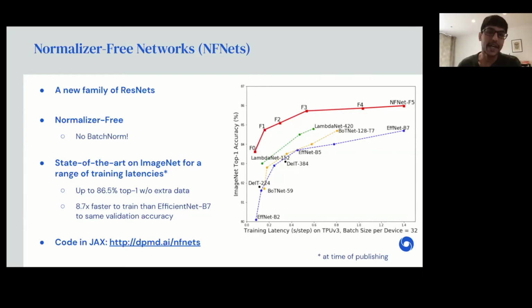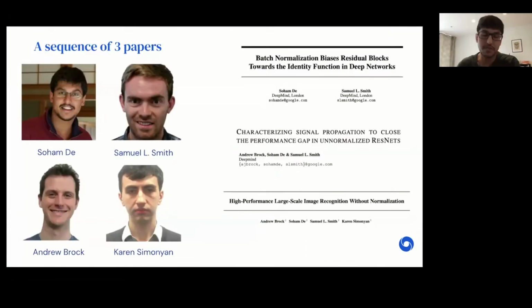So this was actually quite a long project, which resulted in a series of three papers. I'm going to briefly talk about the key results in each of these three papers, which led us to getting to NFNets. The first paper, Batch Normalization Biases Residual Blocks Towards the Identity Function, was joint work with Sam Smith, and it was at NeurIPS last year. Then Andy joined this project and led the last two papers. The second paper, Characterizing Signal Propagation to Close the Performance Gap in Unnormalized ResNets, is going to be in ICLR this year. And we just put up the final paper on arXiv recently.